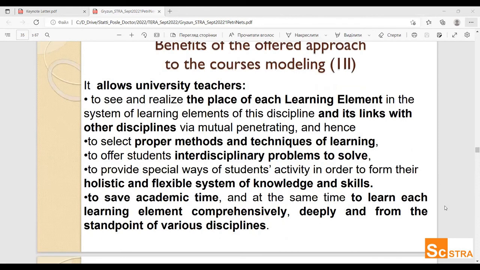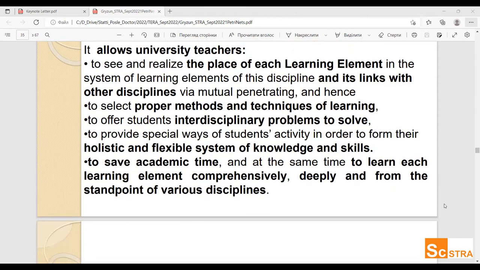For university teachers and professors who are potentially going to use such ideas, it allows them to see and realize the place of each learning element in the system of learning elements of the discipline as a whole, and its links with other disciplines via mutual penetration, and hence to select proper methods and techniques of learning, to offer students interdisciplinary problems to solve, to propose special ways of students' activity in order to form their holistic and flexible system of knowledge and skills, and definitely to save academic time, and at the same time to learn each learning element comprehensively with students, deeply, and from the standpoint of various disciplines.